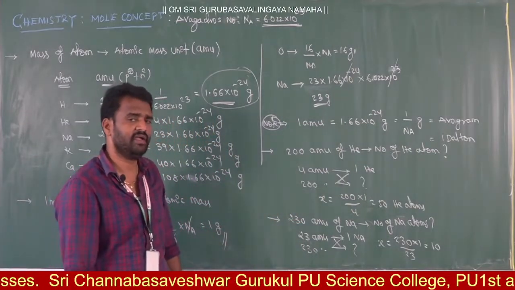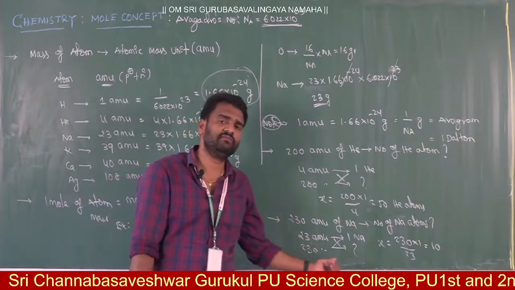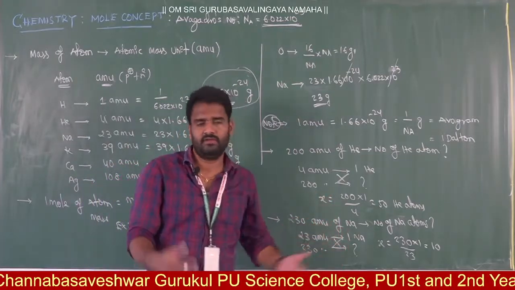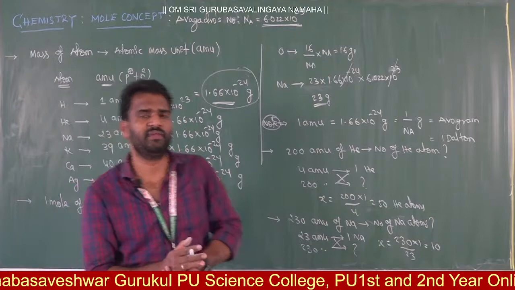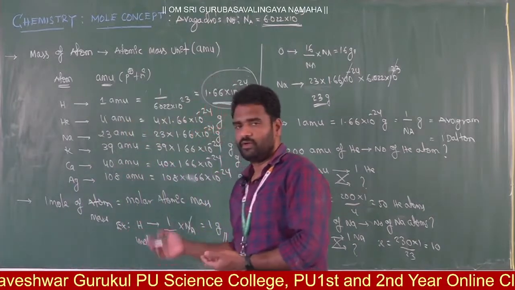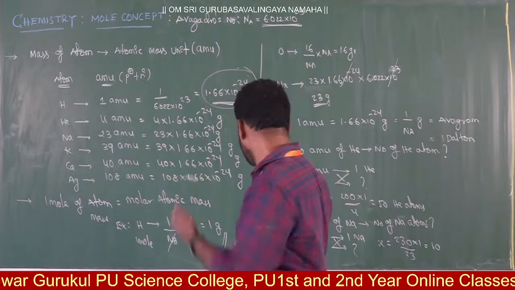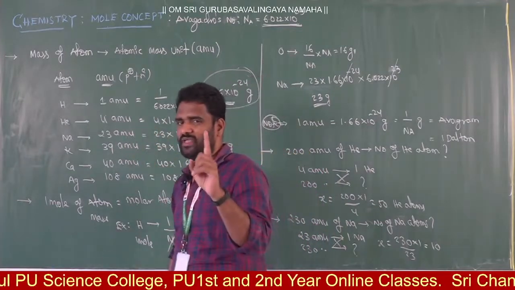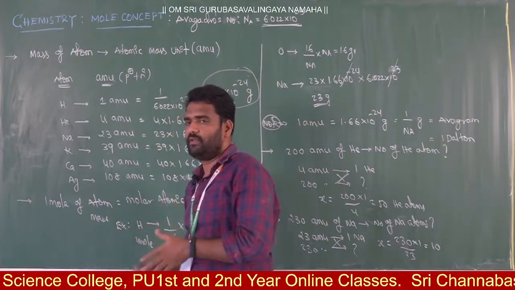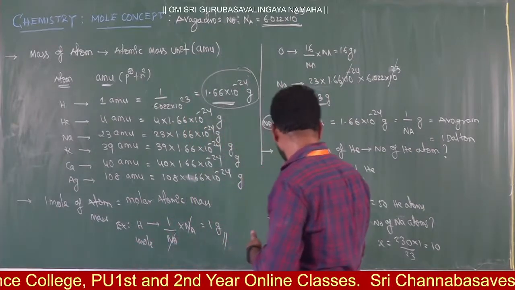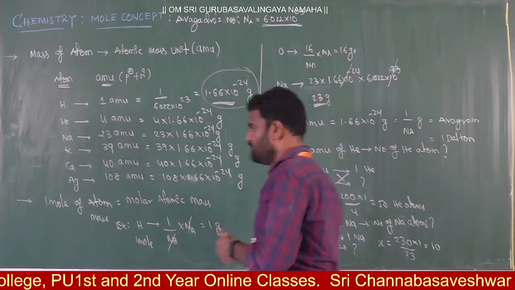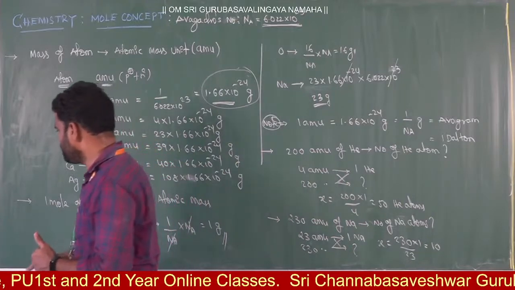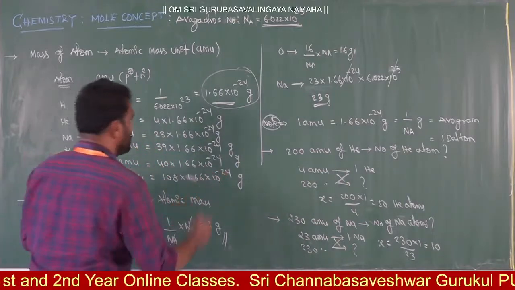This is the basic idea. So when AMU is given, you can find how many atoms will be present. You can easily figure it out from the AMU concept. AMU means you are talking with respect to one atom. If you multiply by the number, you will get the total weight of the atoms. Now I will give a few more examples.